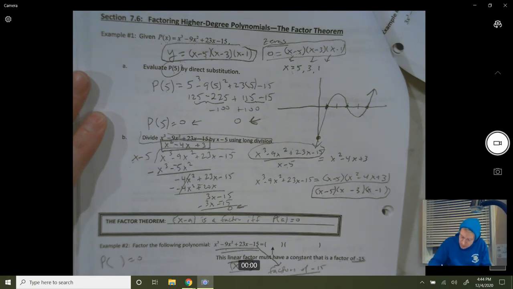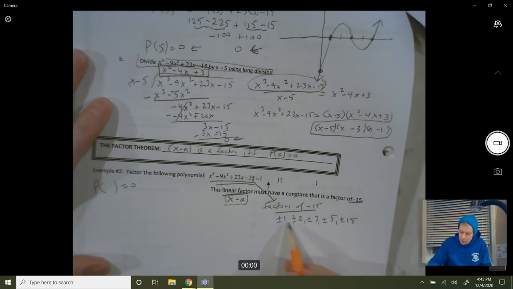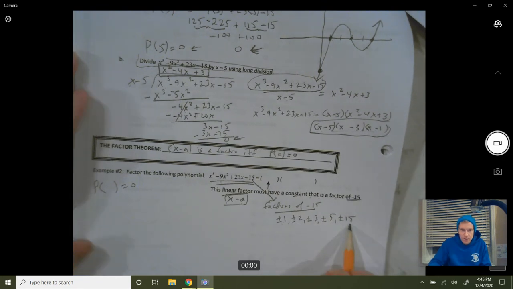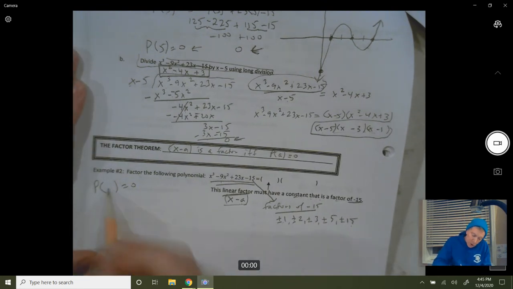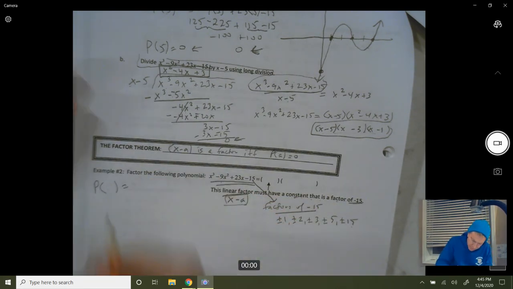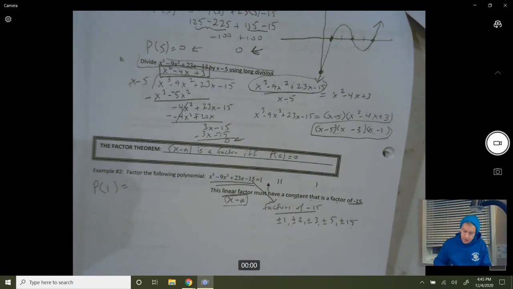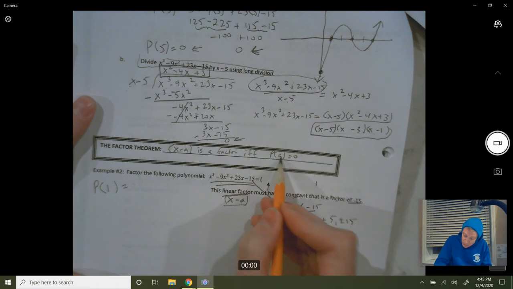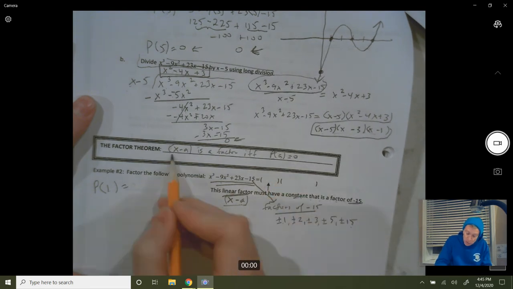Well, you've got plus or minus 1, plus or minus 2, plus or minus 3, plus or minus 5, and plus or minus 15. So those are all your factors of 15, and all of them, of course, could be positive or negative. Now we want to plug one in and hope to get 0. Let's plug in 1. If p of 1 is 0, then x minus 1 will be a factor.